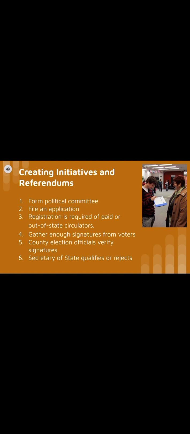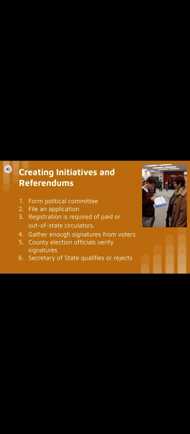In order to create an initiative, there's a process that you need to follow. 1. Form a political committee through the Secretary of State's online system. 2. File an application for serial number with the Secretary of State's office. 3. Then you need to acquire the appropriate initiative, referendum, petition in person from the Secretary of State's office. 4. You need to make sure that any paid or out-of-state circulators have registered with the Secretary of State's office. 5. This is where you start to gather your signatures and circulate petitions from eligible voters.